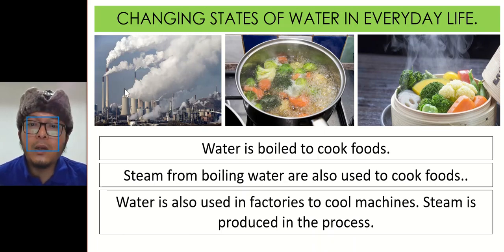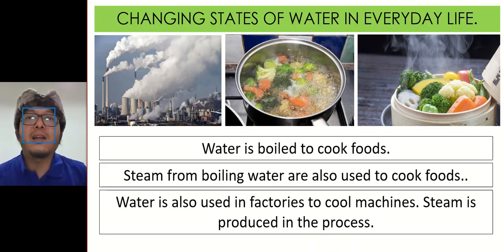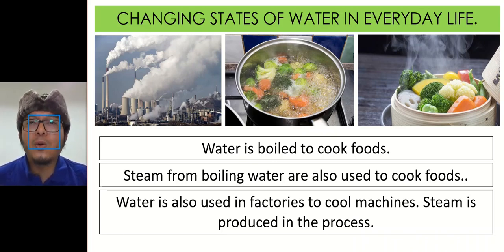And also here, the next picture, there are a lot of machines that need cooling because machines tend to be hot, so you need to cool them down. So they use water and they produce steam, like in this picture, or like the LNG plant in Lumut, and you see big clouds of water vapor. It's actually steam. It becomes colder and becomes water vapor.